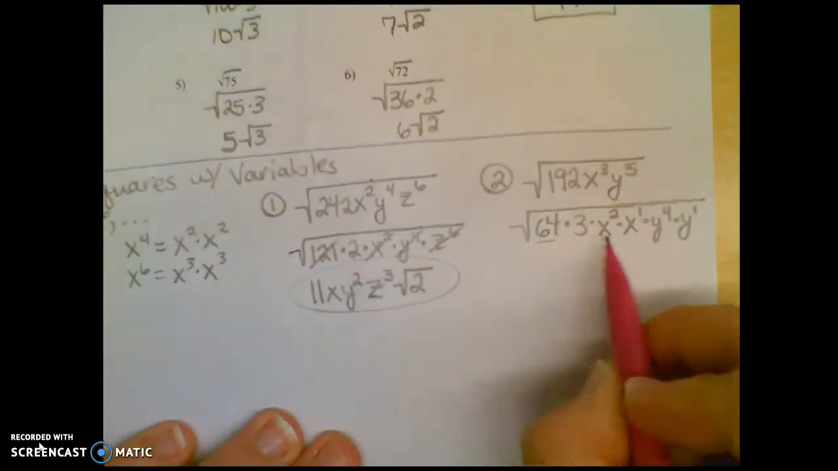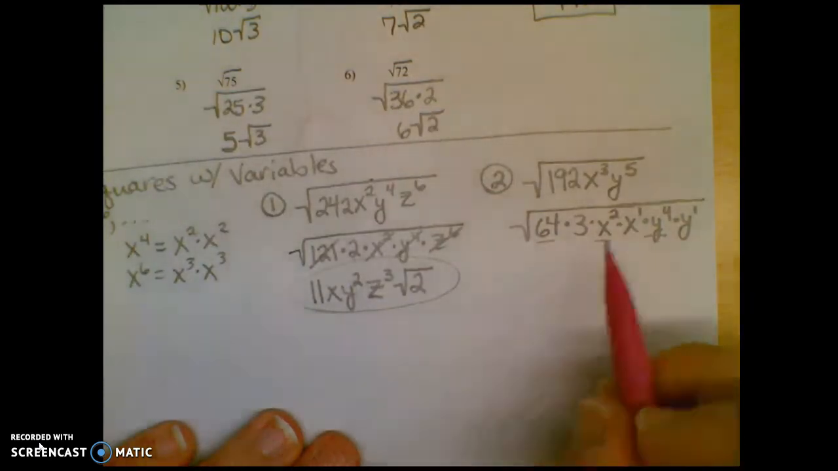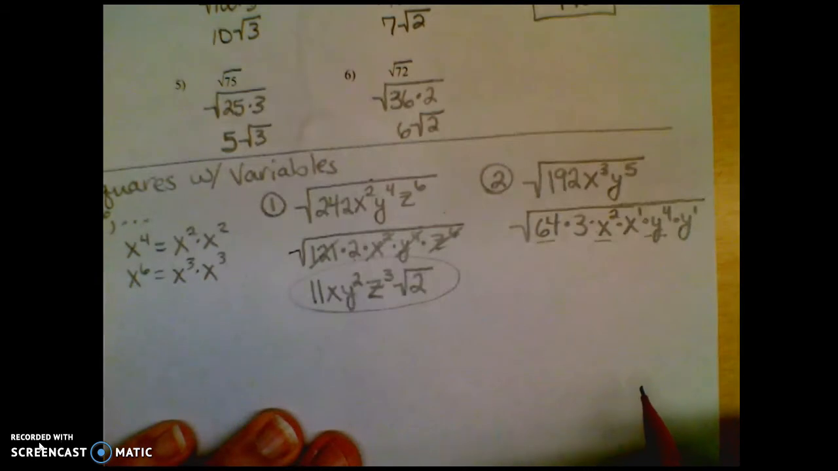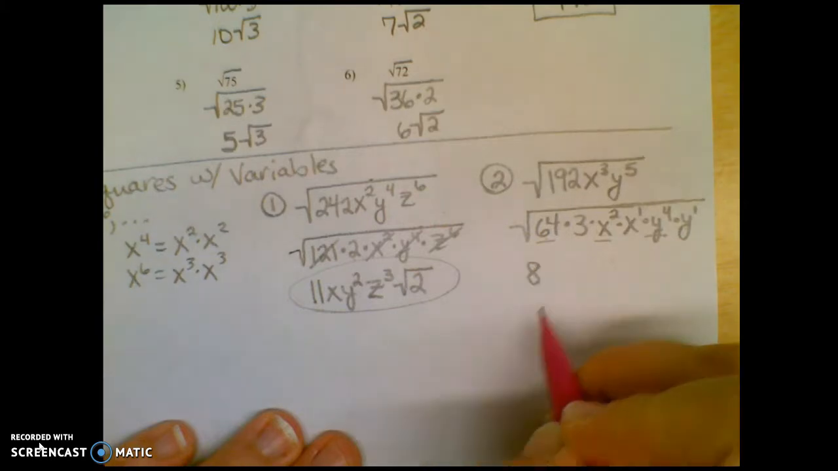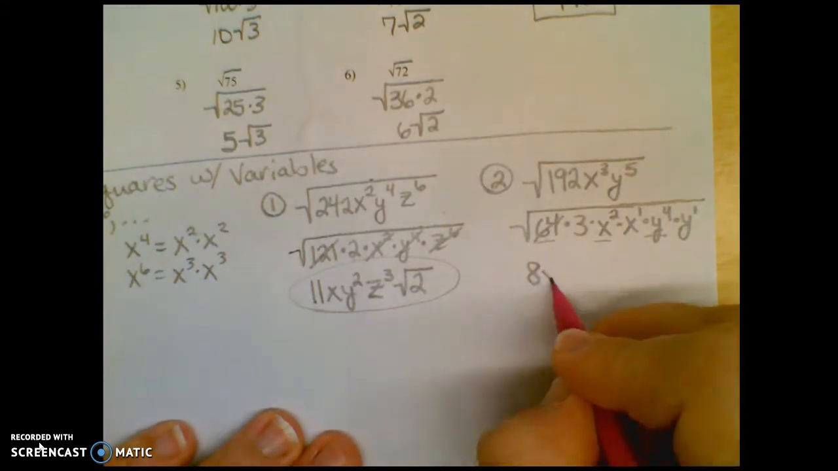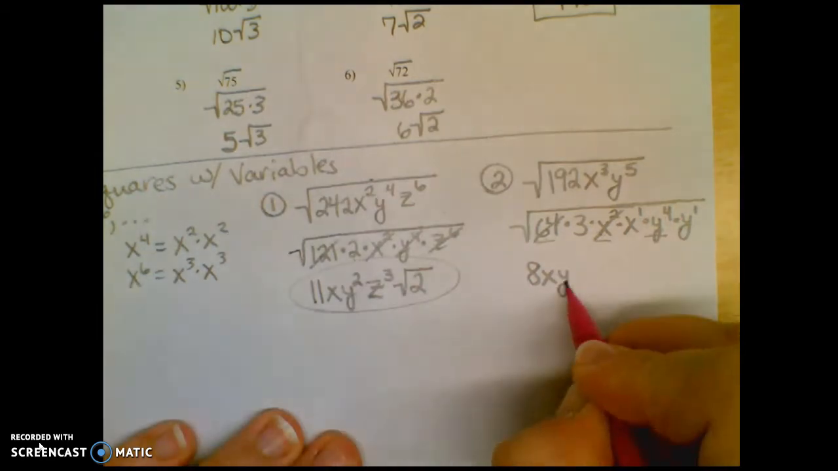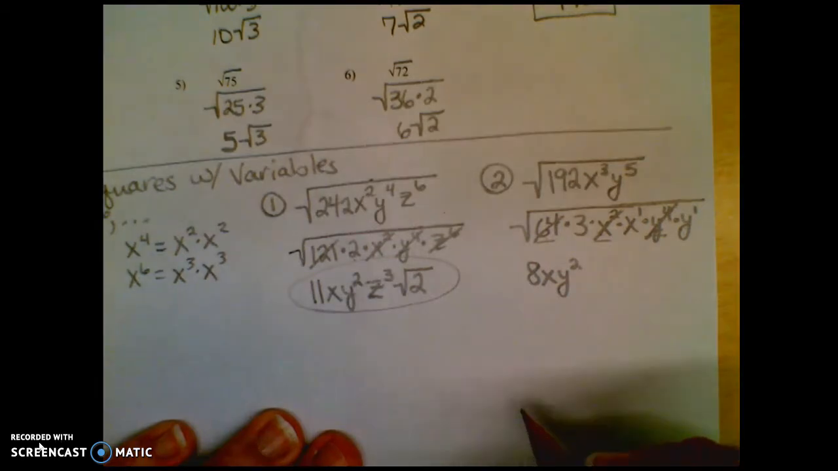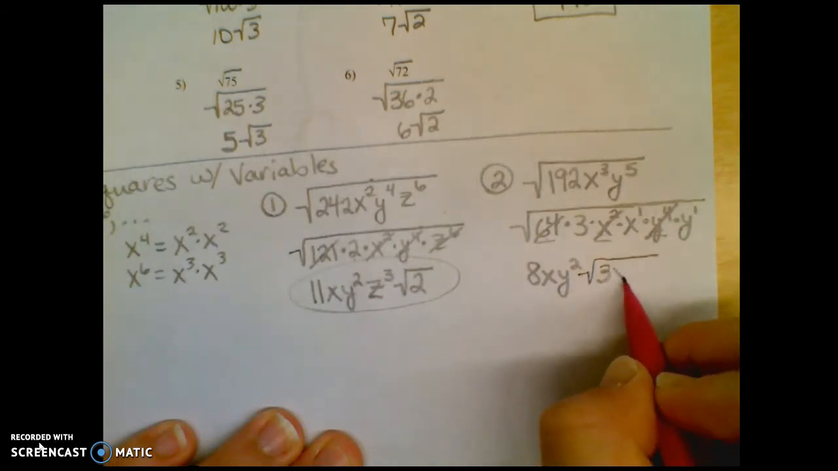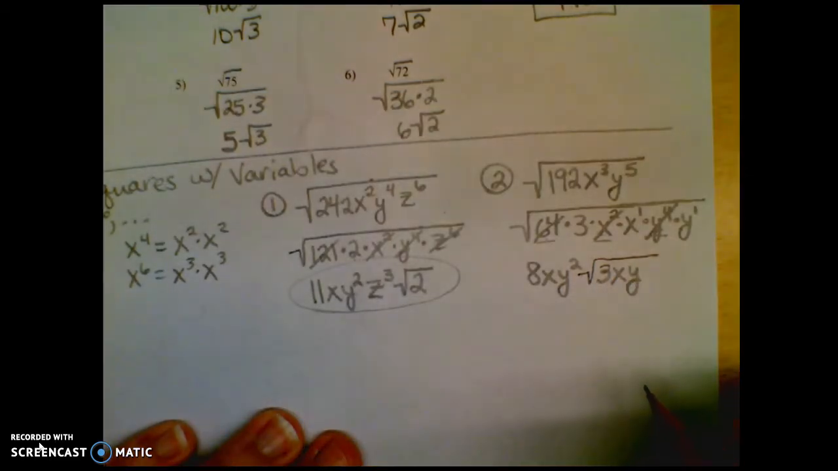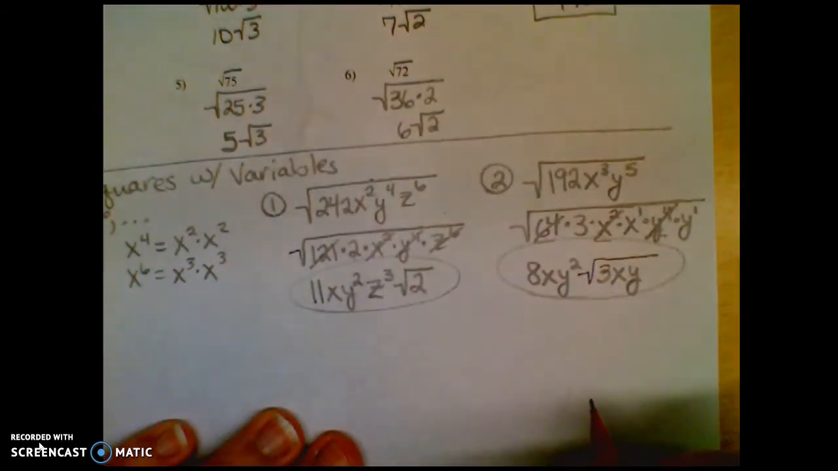Okay, so I'm going to underline all the perfect squares. Those are the ones that we can take the square root of, and the other 3 are going to remain in the root. Okay, so the square root of 64 is 8. The square root of x squared is x to the first. The square root of y to the fourth is y squared. Those are all the perfect ones. And then the remaining ones will stay in the root as square root of 3xy. And that's our simplified form.